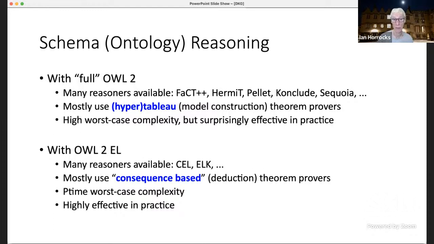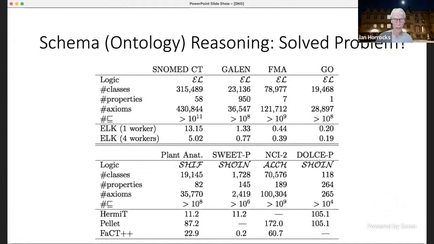This imposes some constraints on what we can express, but the reasoners there have this p-time worst case complexity. They use a different kind of consequence-based deduction theorem proving technique, which is super effective in practice. And typically they can completely classify even monster ontologies like SNOMED in just a few seconds. So we might even say that ontology schema reasoning is kind of a solved problem if we look at a bunch of different ontologies with different expressiveness.